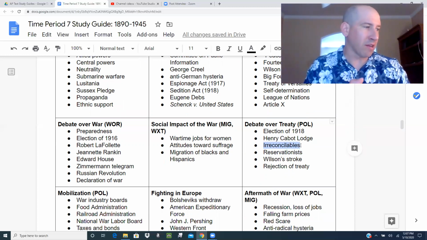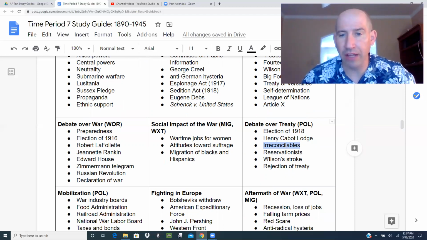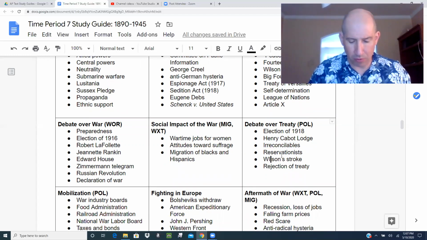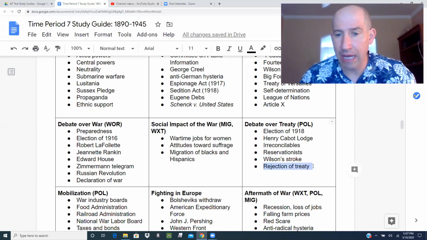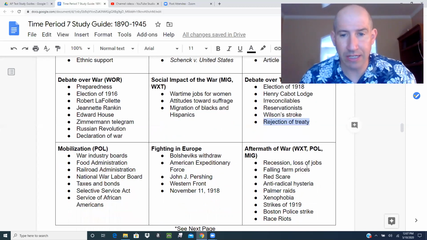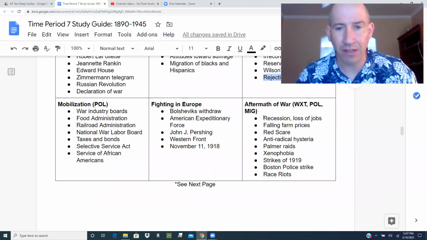And since Wilson decides it's all or nothing, and does not want to amend the Treaty of Versailles, he loses, and he tours the country on a whistle-stop tour until he has a stroke in September, and he never recovers, and the treaty is defeated. And then after the war, the country is an absolute mess.